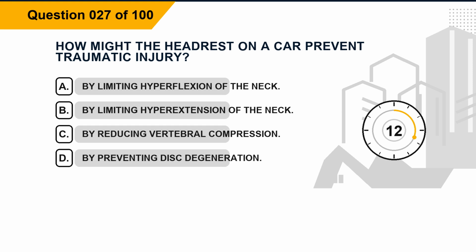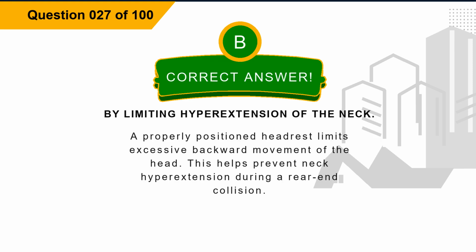Option A, by limiting hyperflexion of the neck. Option B, by limiting hyperextension of the neck. Option C, by reducing vertebral compression. Option D, by preventing disc degeneration. The correct answer is option B, by limiting hyperextension of the neck. Explanation: a properly positioned headrest limits excessive backward movement of the head. This helps prevent neck hyperextension during a rear-end collision.